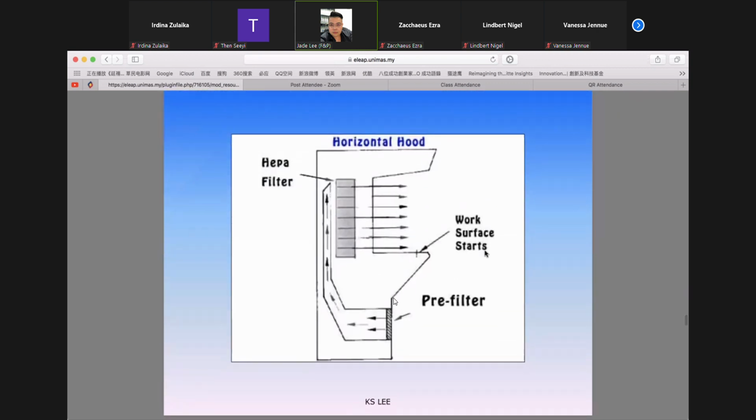But it's not really good for the user because the air is blown directly towards the workers. And it only has one HEPA filter here. So if something is wrong, or the HEPA filter is not effective, or maybe there is a leakage in the HEPA filter, it will introduce the contaminant directly to the workers. So this is not really safe for the workers. There are some risks for this horizontal hood.